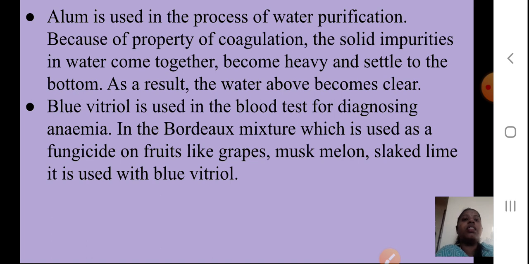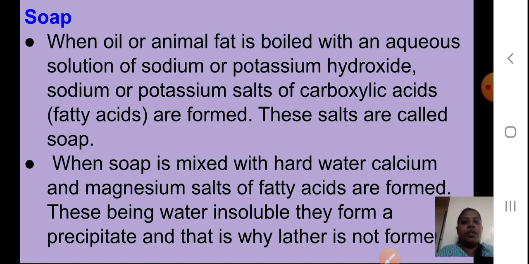Okay students, now soap. The next part we will see is about soap. Now we have seen washing soda and all. Is there any difference between that washing soda and our soap? Can we use washing soda for our bathing purpose?